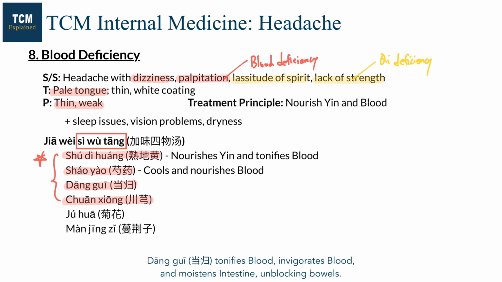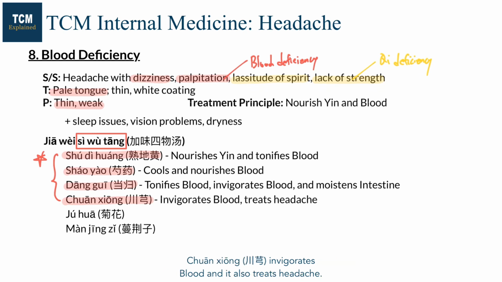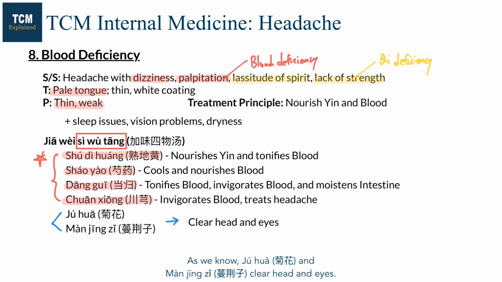当归 tonifies blood, invigorates blood, and moistens intestine, unblocking bowels. 川芎 invigorates blood, and it also treats headache. 熟地黄, 芍药, and 当归 nourish yin blood, while 当归 and 川芎 invigorate blood and prevent stasis. As we know, 菊花 and manjingzi clear head and eyes.